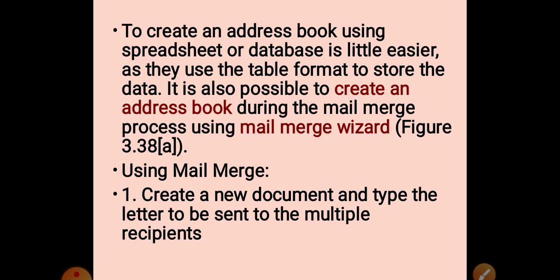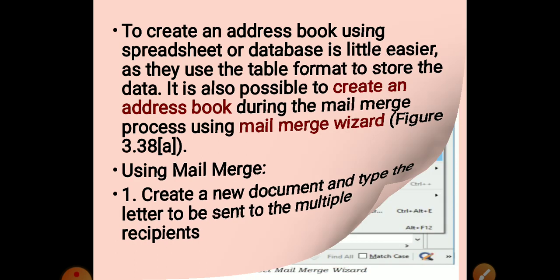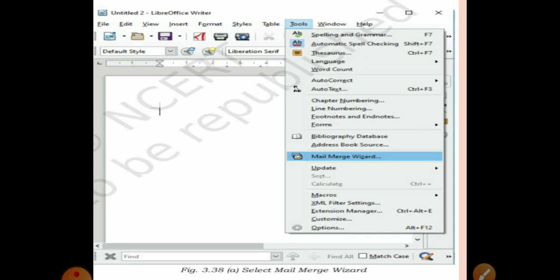So what is this mail merge wizard? We'll see with a few examples. Using mail merge, first of all, what you should do in order to use this feature. The first step is to create a new document and type the letter to be sent to the multiple recipients. So the main document, that is the content of the letter, has to be created first. So we have to create a new document.